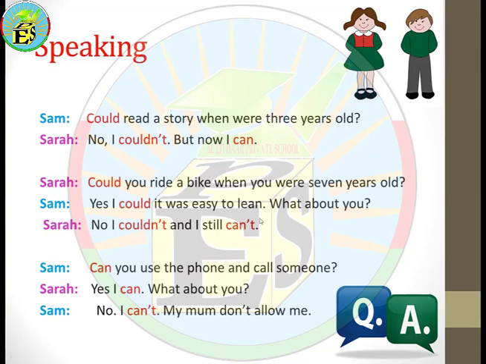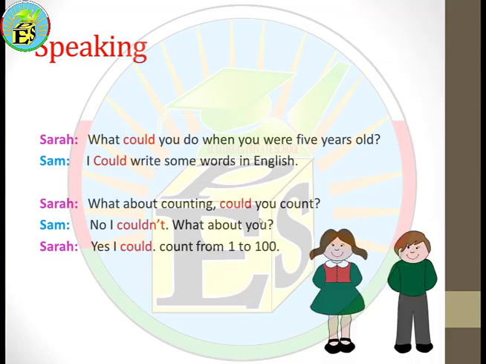So this is a dialogue between Sarah and Sam, and now we're moving to speak in the form of questions. So Sarah is asking Sam, "What could you do when you were 5 years old?" Sam says, "I could write some words in English." Sarah, "What about counting? Could you count?" Sam says, "No, I couldn't." "What about you?" Sarah says, "Yes, I could." She counted from 1 to 100.